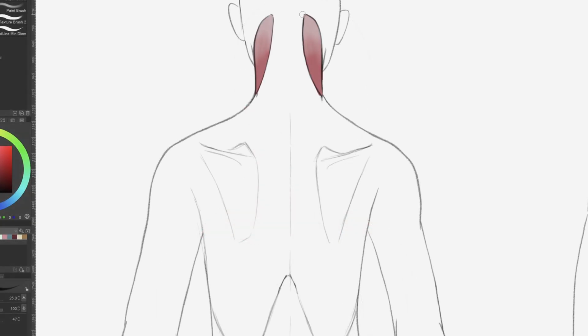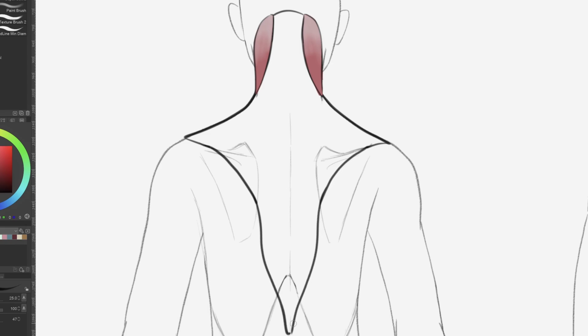For the back view, we start to draw from behind the ears, right between the attachments of the sternocleidomastoid, then following the flow of the neck into the shoulders. And from the shoulders, we draw kind of an S curve as the trapezius wraps over the scapula to the end of the upper spine.